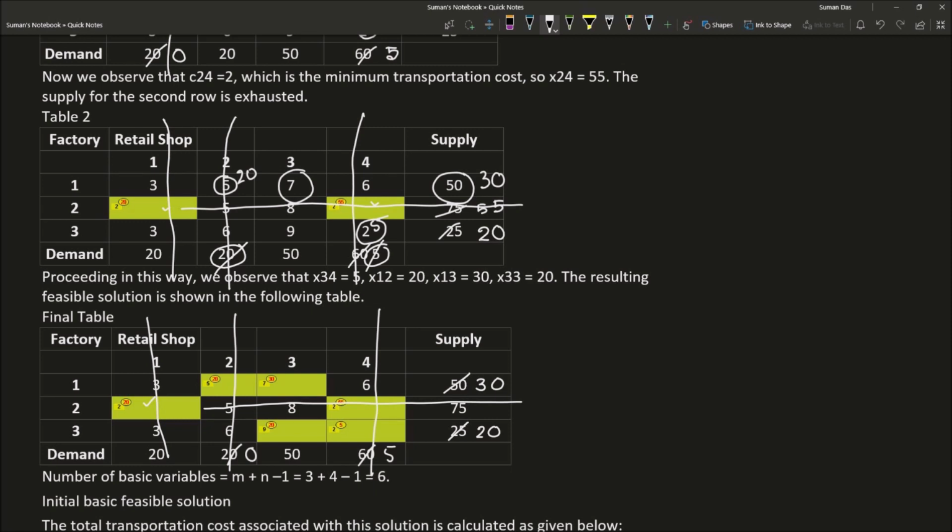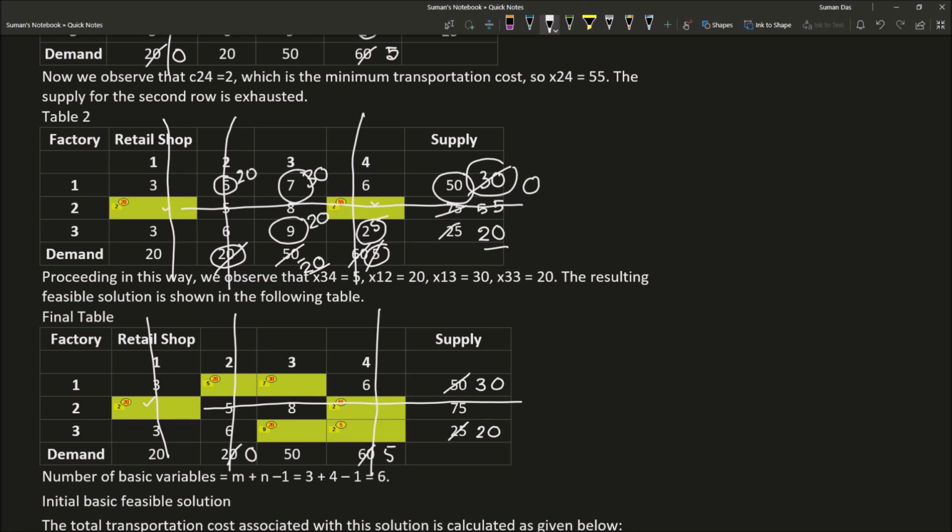Now look at this, that is 50, that is 30. So the supply is the minimum. So we allocate 30 here, and that also becomes 20. So the final cell cost is now 9, and the demand is 20 and the supply is 20. So we allocate 20 here.